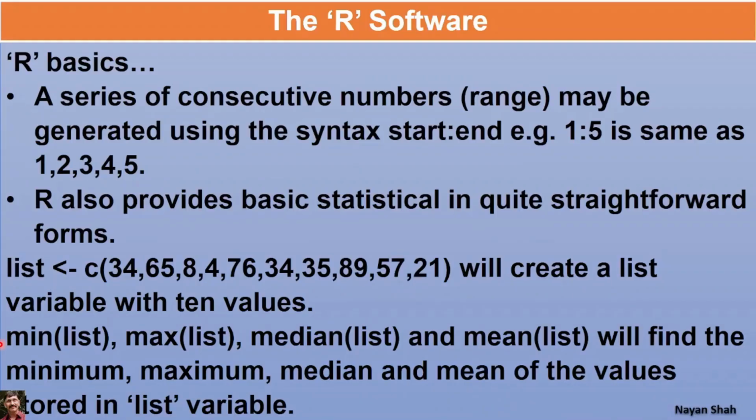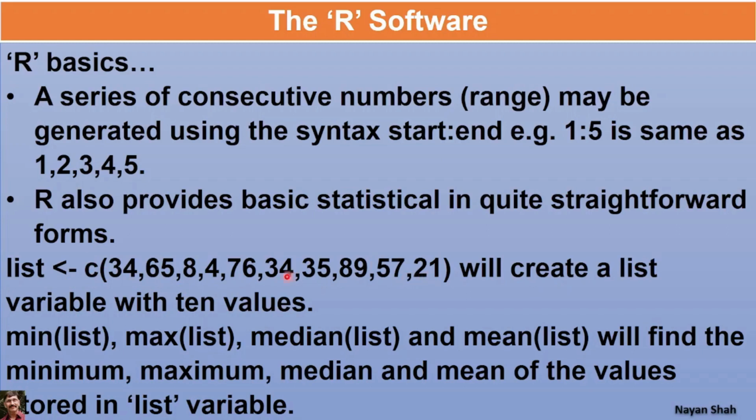A series of consecutive numbers, that is a range of values, may be generated using the syntax start colon end. For example, 1 colon 5 is the same as writing 1 2 3 4 5. Let us see that also, and next we'll see that R also provides basic statistics in quite straightforward forms. If you create a list of values, list is the name of the variable, less than minus is assignment, then the function c, and then a list of values. We'll create a list variable with 10 values.